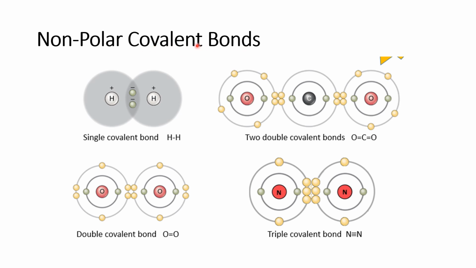With covalent bonds, the key word is sharing. Electrons are shared in covalent bonds. So look at hydrogen here. There's two hydrogens. The atomic number of hydrogen is 1. So there is one proton in the nucleus and one electron flying around this hydrogen.